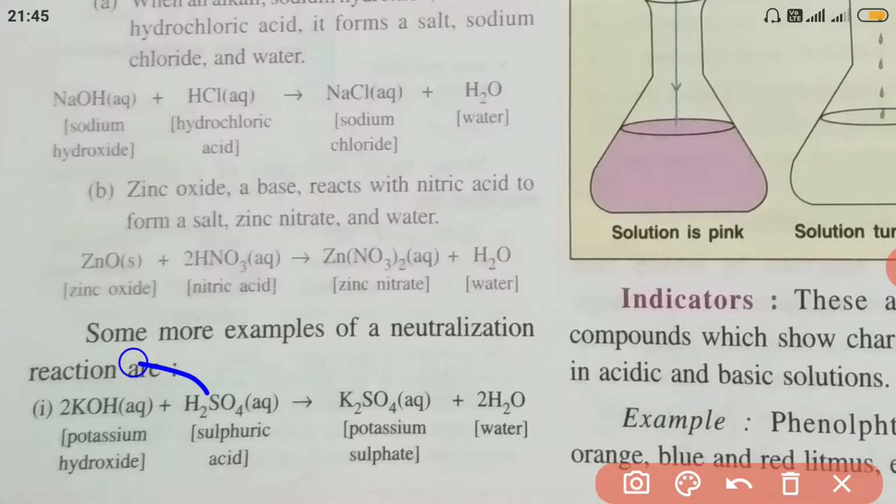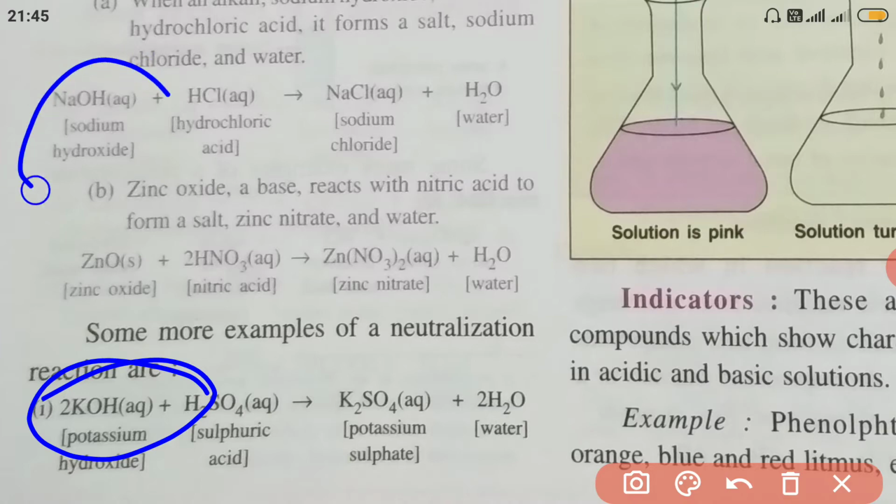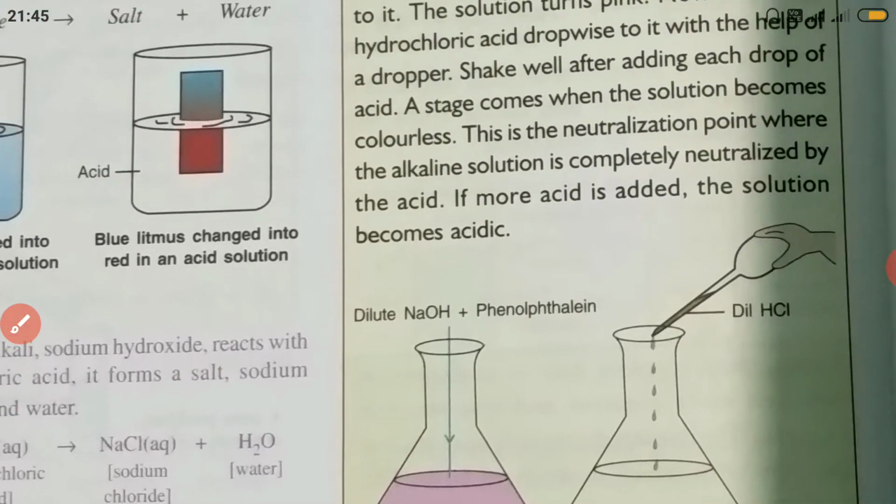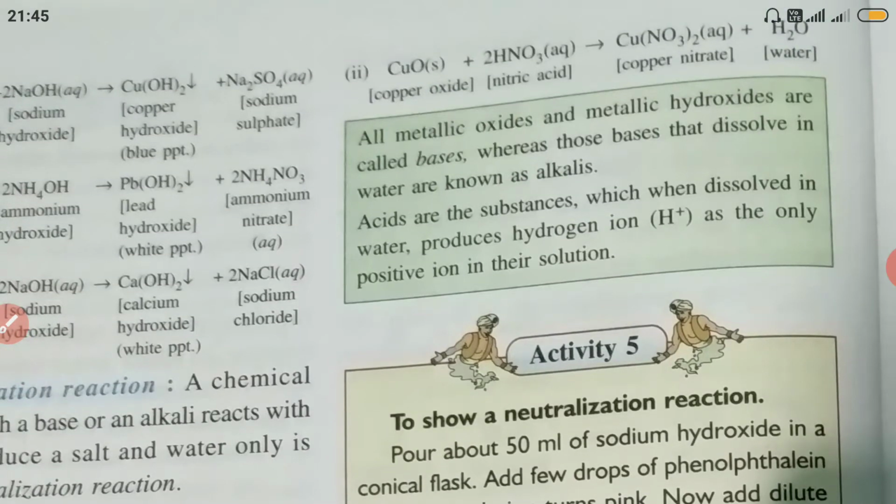Here it is potassium hydroxide, a compound formed between a metal and hydroxide. The other one is sodium hydroxide, a compound formed between sodium and hydroxide, metal and hydroxide. These are the examples of bases. So bases are compounds formed between metal and oxygen, or metal and hydroxide. No other element is present. You will learn more about bases in your higher classes.